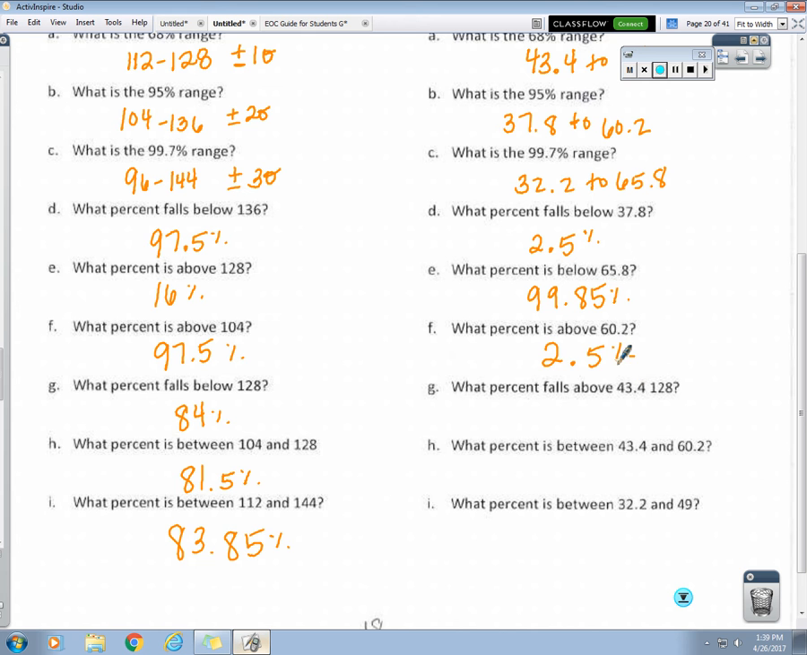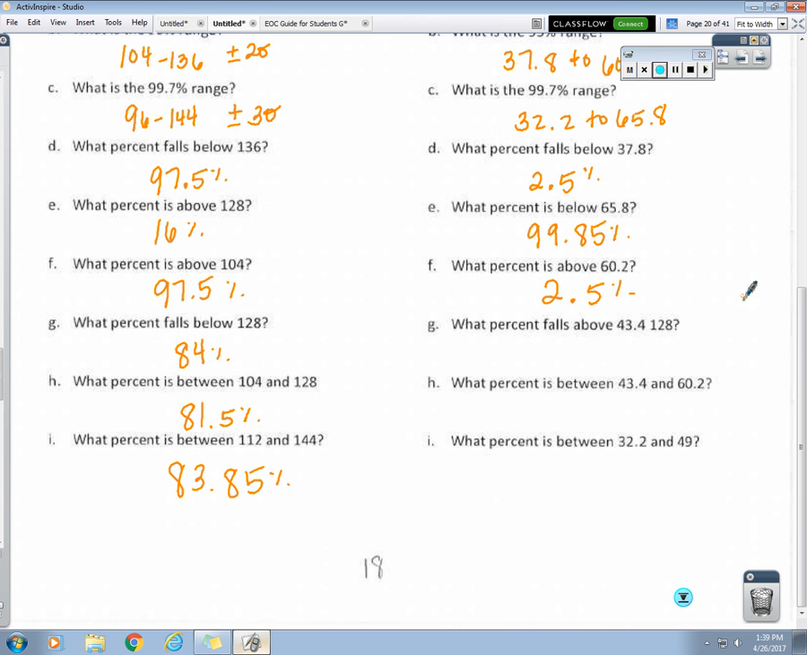Okay, Kylie, G. Well, for one, there was a problem with this one. It should have just said, we'll change it to falls below 43.4. So what would that be, anybody? 16%. Okay, H, Cameron.